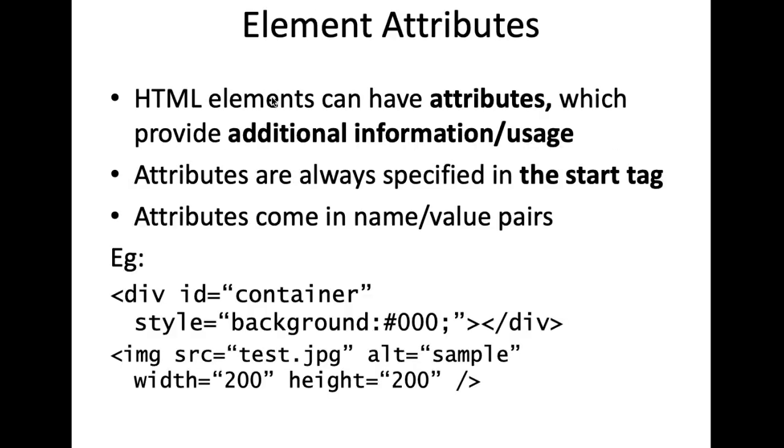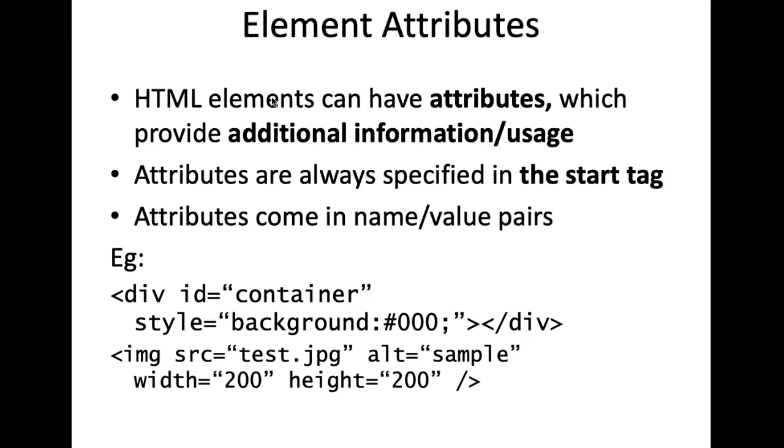Now, in our web page, HTML elements can have what we call attributes. And attributes provide additional information and also tell the browser how to use the content that we present. Know that attributes are always specified inside the start tag. So if you look at the bottom here, you see a div tag is opened. You see the less than div, and then you see a couple of attributes. You see an ID attribute and a style attribute.